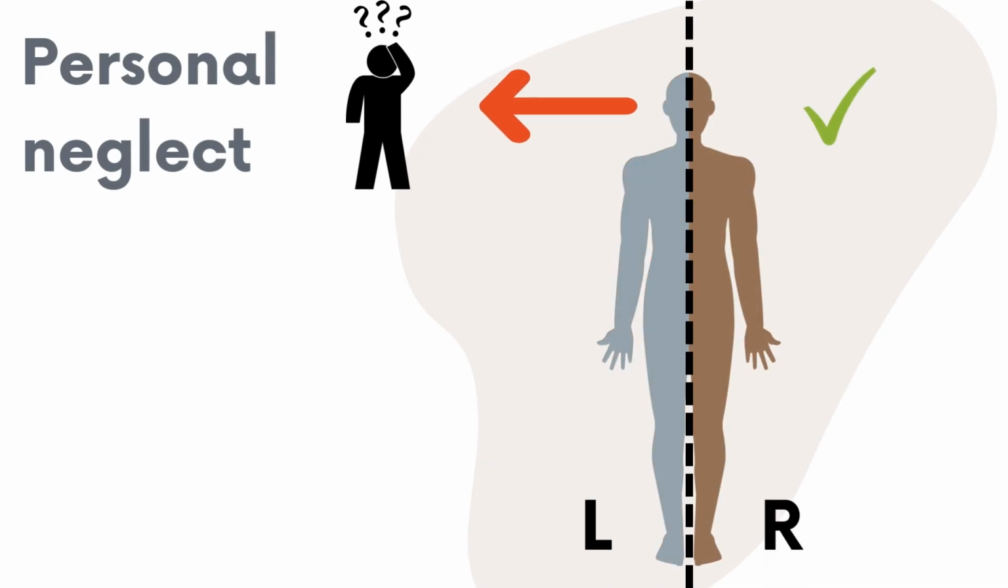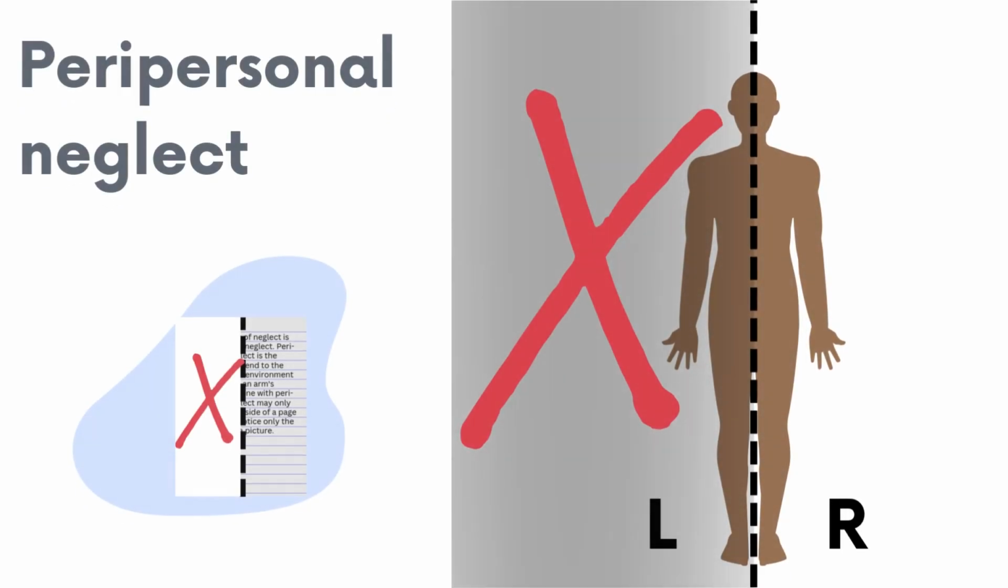Personal neglect in RHD is the inability to perceive the left side of the body. This can be seen as not using their left side and not realizing that they have a left side of their body. Another type of neglect is peripersonal neglect. Peripersonal neglect is the inability to attend to the left side of an environment that is within an arm's length.